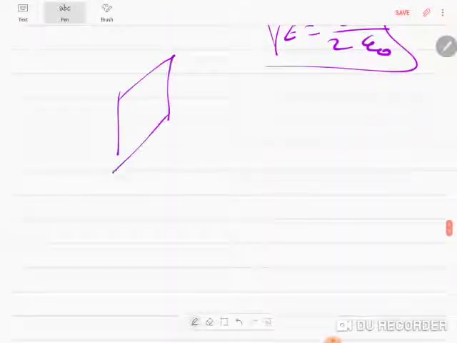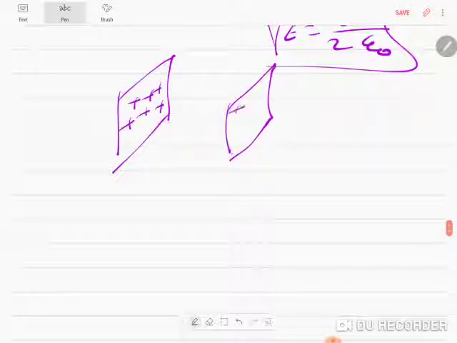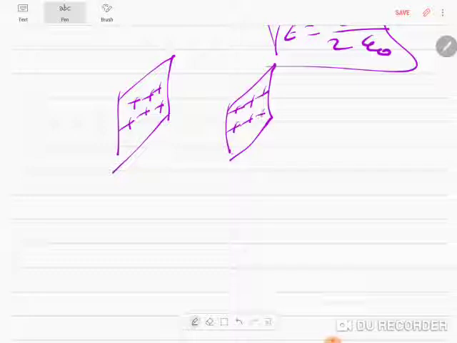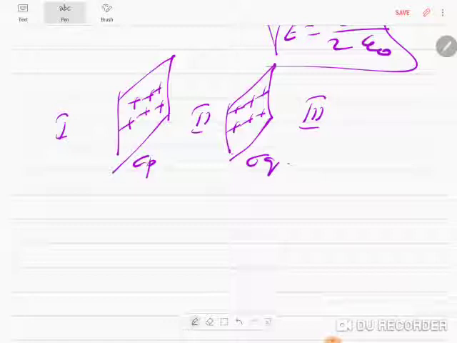Now let's compare two infinite plane sheets with surface charge densities here sigma p and here sigma q. Let's divide the region into region 1, region 2, region 3, with region 1 on the left.